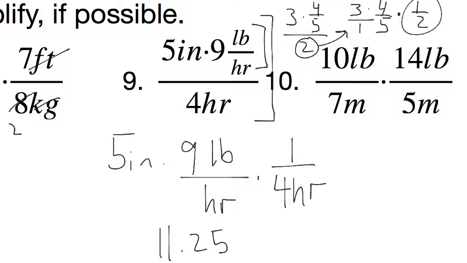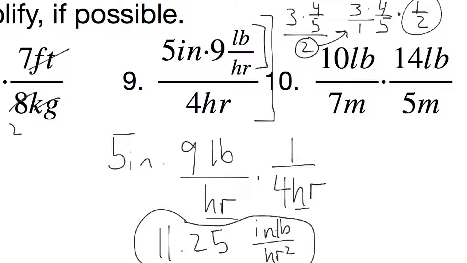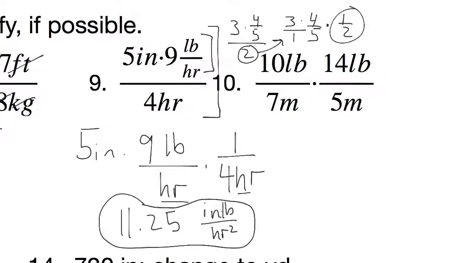Now, none of these units cancel out, so really the units on the answer are going to be inch pounds per how many hours? 2 of them, hours squared. An hour times an hour is an hour squared. This is a bizarre unit, but sometimes we see those kinds of units in science. Let's see. Number 10.